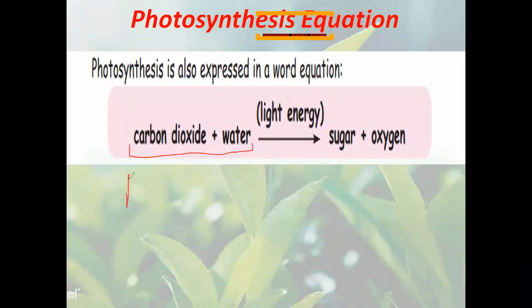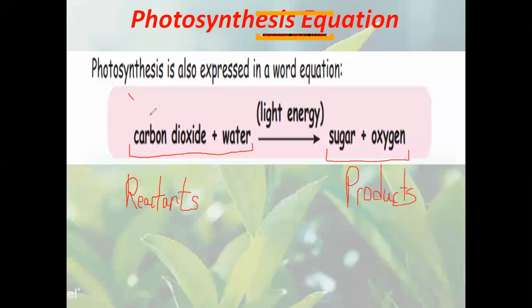Before the arrow, they are called the reactants. While after the arrow, they are called the products. So here we have reactants and we have the products. What are the reactants? They are carbon dioxide and water. What are the products? They are sugar and oxygen.